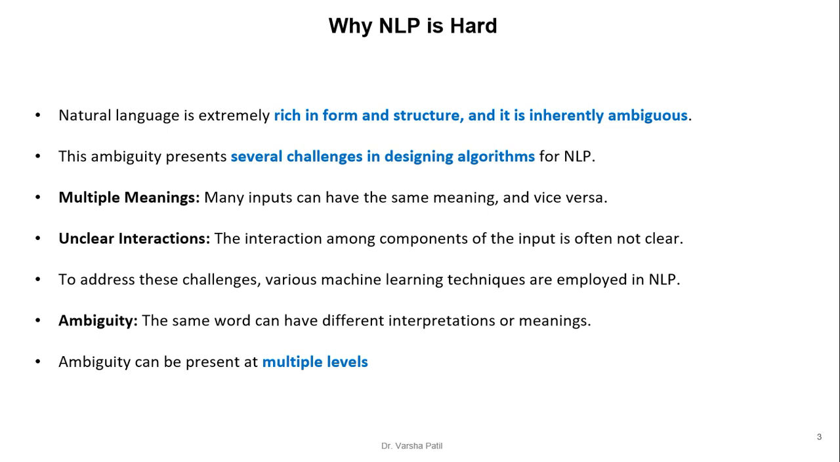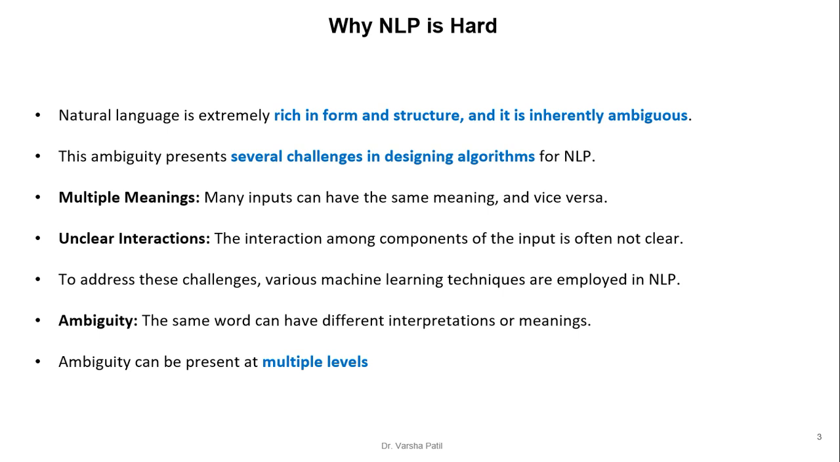Natural language is extremely rich in form and structure, and therefore it is inherently ambiguous. This ambiguity presents several challenges in designing algorithms for NLP. Multiple meanings: many inputs can have the same meaning and vice versa. Unclear interaction: the interaction among the components of the input is often not clear. To address these challenges, various machine learning techniques are employed in NLP.